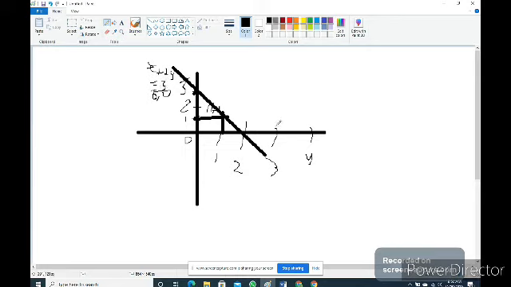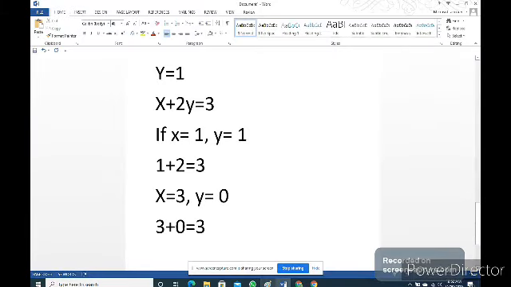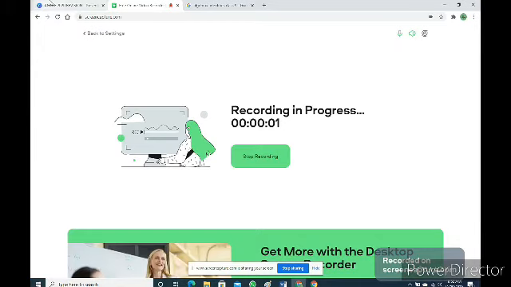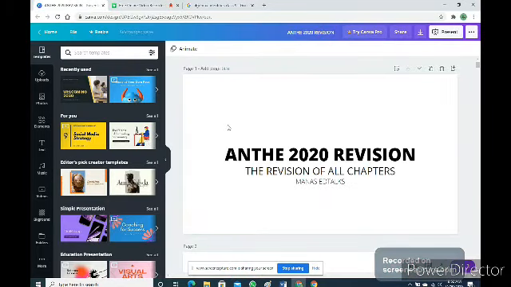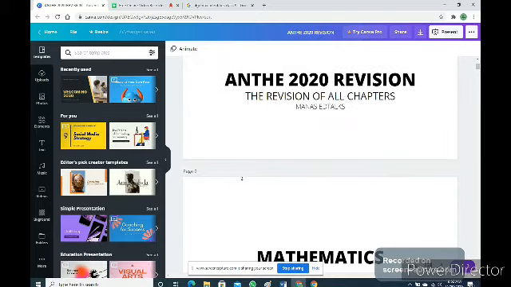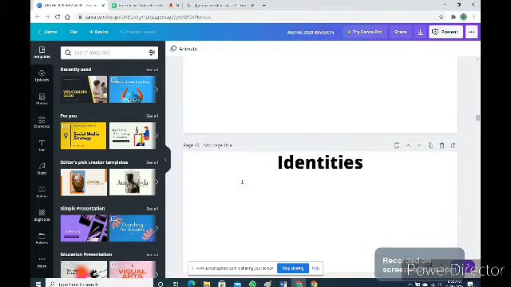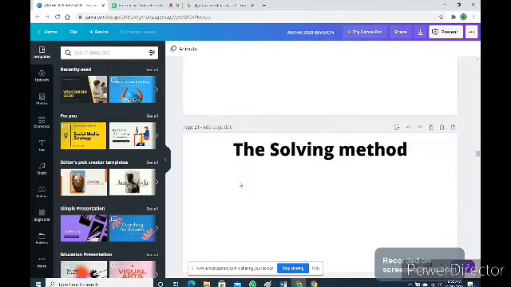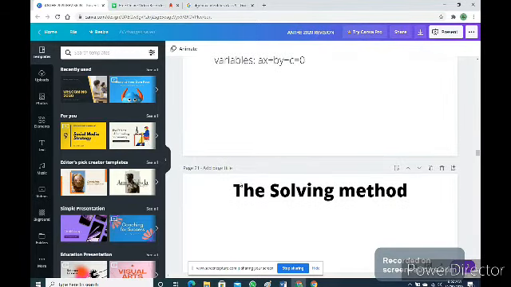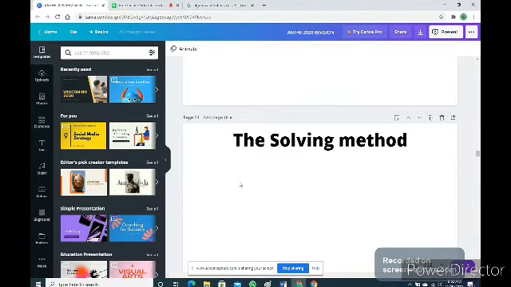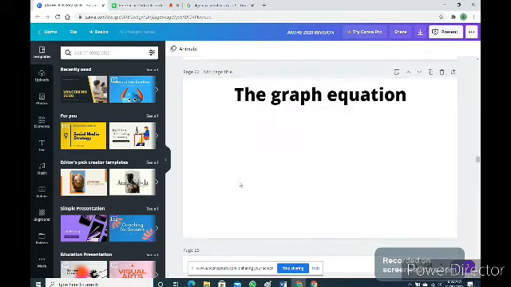Now let's find the other chapters. We have completed linear equations, and now we need to find what is left. Is there any other chapter left over? Lines and angles, and triangles. So we are left with those two chapters.